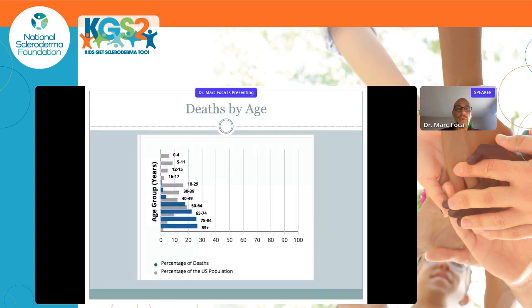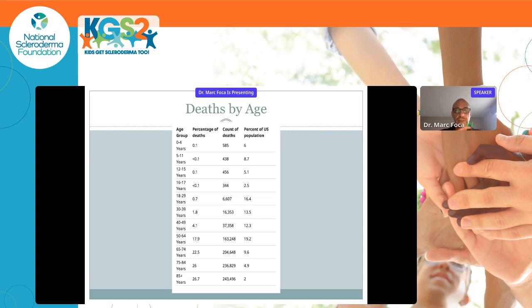And when you look at mortality by age, you can see quite a difference, right? So mortality in those over 60 increases sort of exponentially over their percentage of the population versus mortality in children, which is much, much lower than their population.